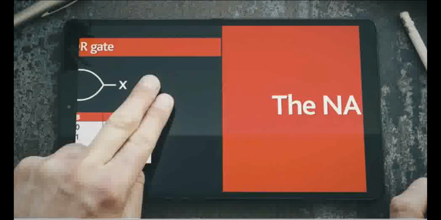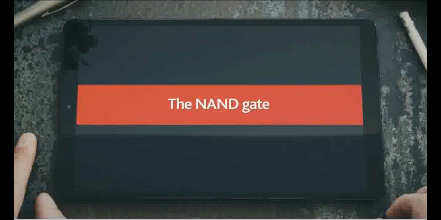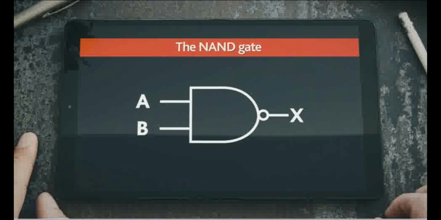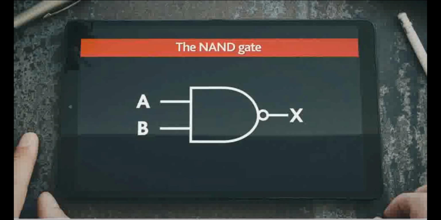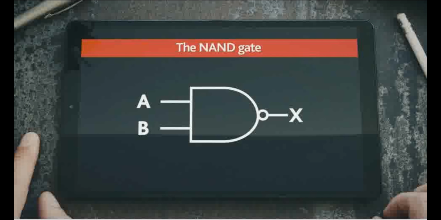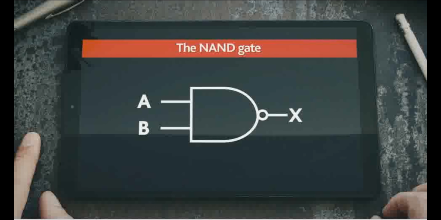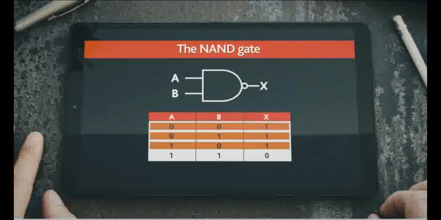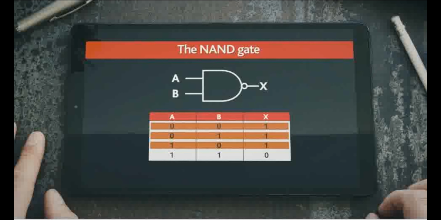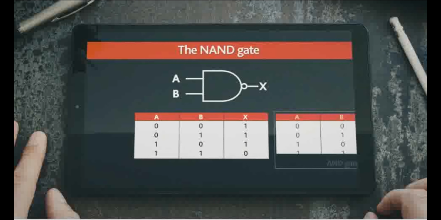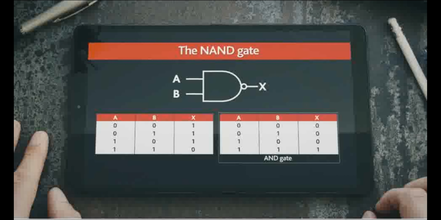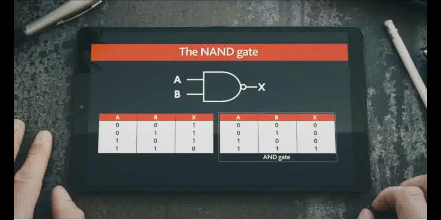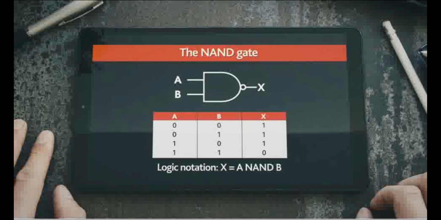Okay, let's take a look at the NAND gate. A NAND gate is an AND gate followed by a NOT gate. The output has the value false only when all its inputs have the value true. This is the same as saying its output has the value true only when not all of its inputs have the value true. This can be seen here in the truth table, where the only occurrence of the output having the value false is where both inputs have the value true. If you look back here at the AND gate truth table, you will see that the outputs for the NAND gate are the exact opposite to the outputs for the AND gate. The logic notation for the NAND gate is shown here.